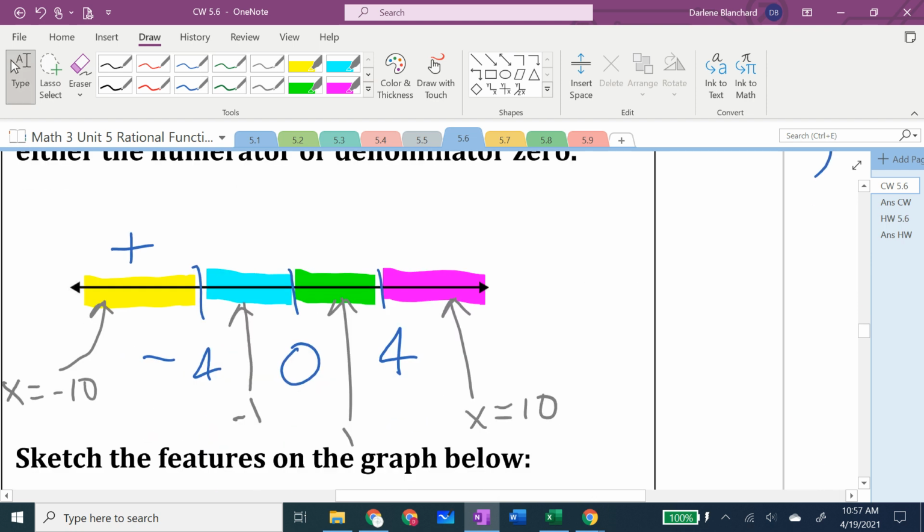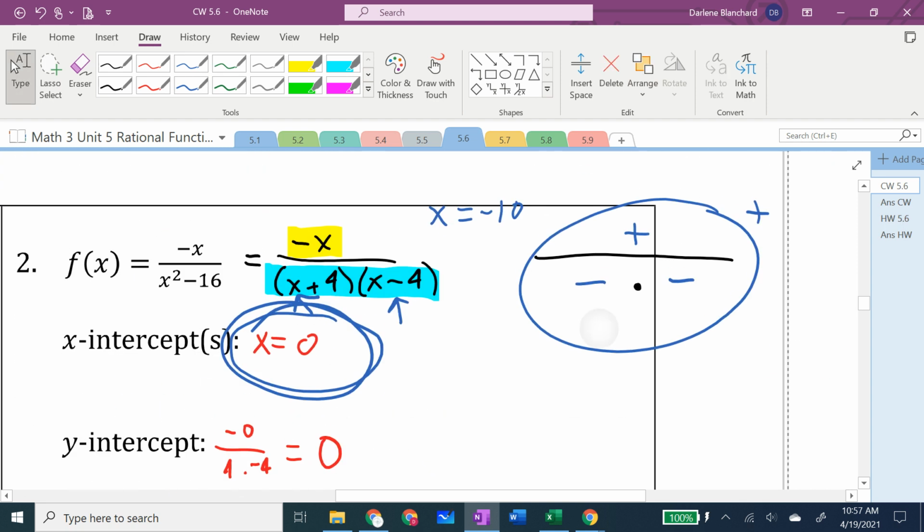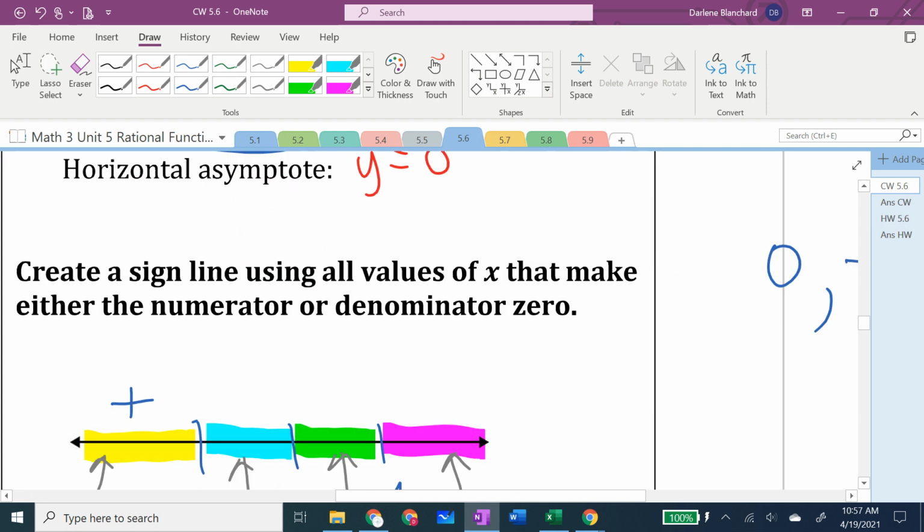Next, I'm going to look at negative 1 for the x. So if x is equal to negative 1, negative 1 is positive. Negative 1 plus 4 is positive. Negative 1 minus 4 is negative. Only one negative out of all of them, the whole fraction is negative.